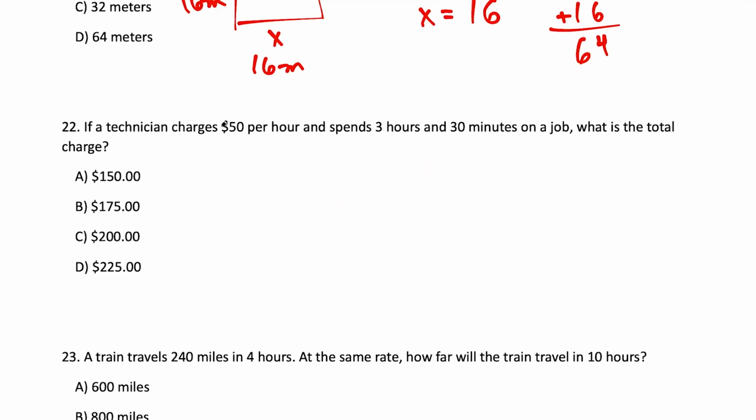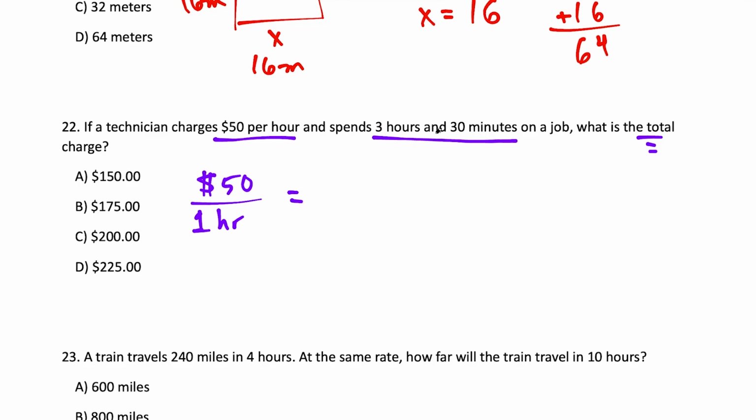Question 22, we have a technician who charges $50 per hour and spends 3 hours and 30 minutes on a job. What is the total charge here? So for this question, we're going to set up a proportion. We know the person charges $50 per hour, but this is for 1 hour. And we want to know how much money they're going to charge for 3 hours and 30 minutes.